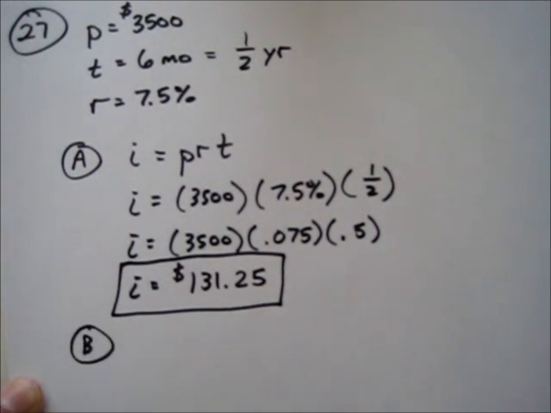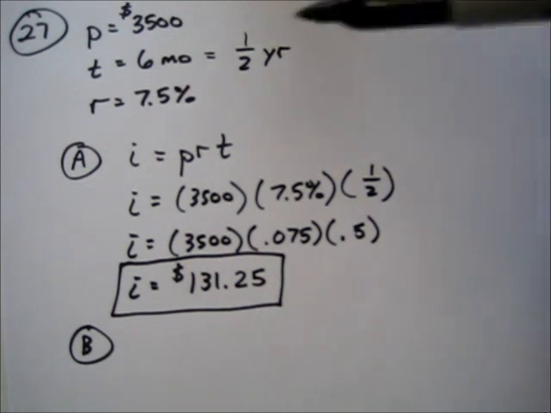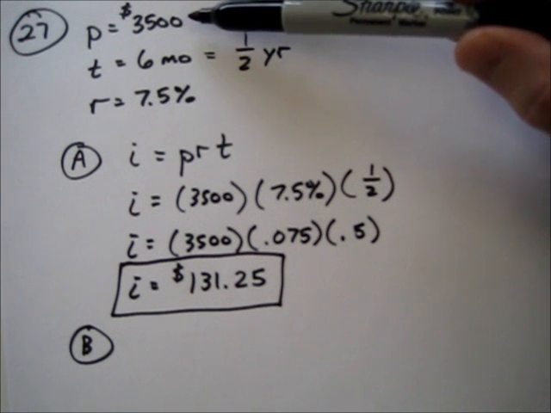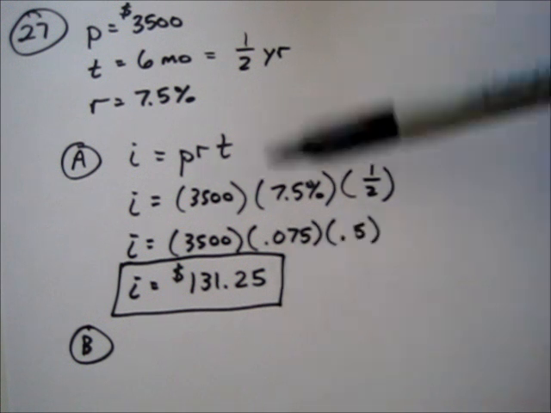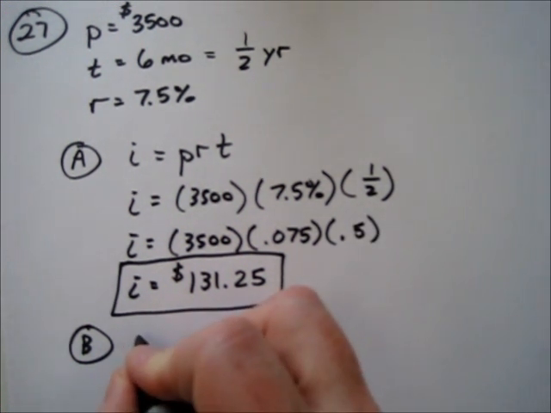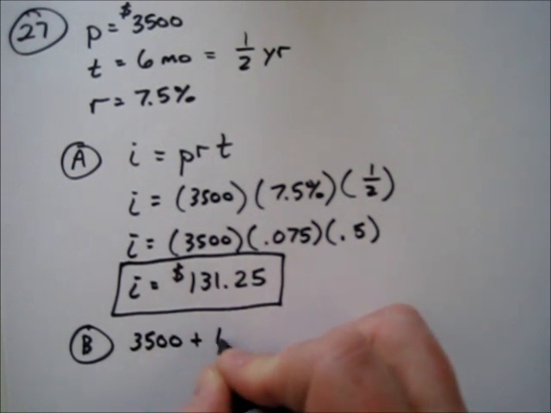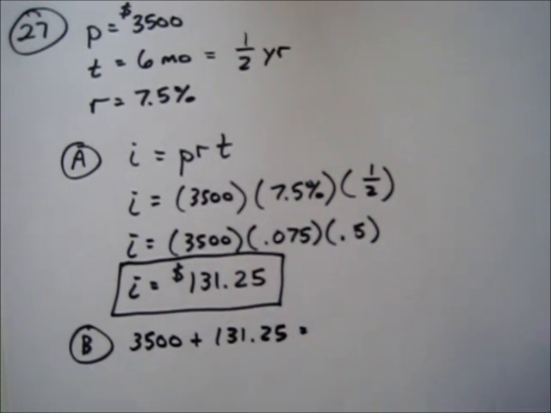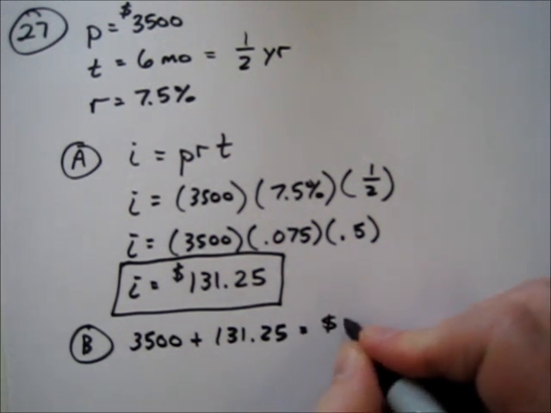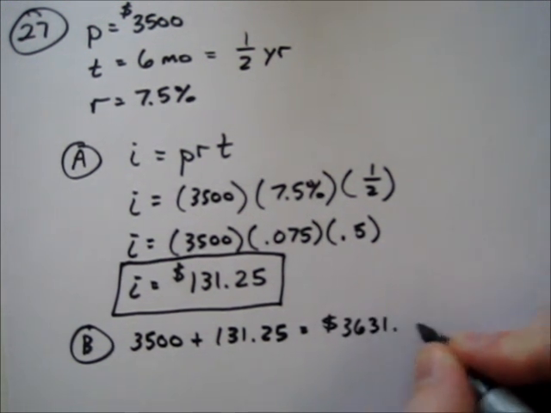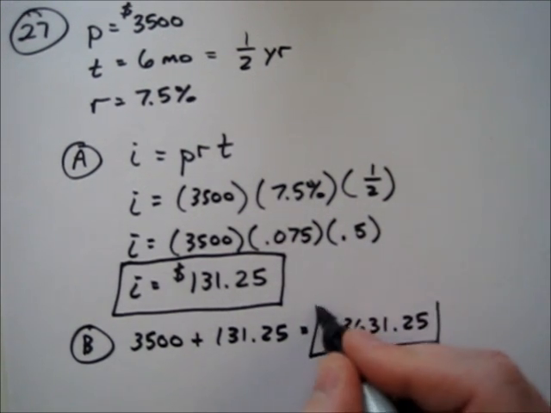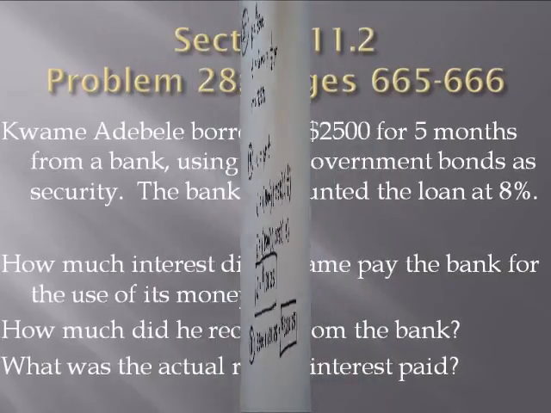Part B asks us to discover the amount she repaid to the bank on the due date of the note. So the way simple interest notes work is, unlike other loans, you're not making regular payments. She just went in and borrowed the $3,500 on the first day of this loan, and then 6 months later she will go back and pay the interest as well as everything she originally borrowed. So she's going to owe the original $3,500 plus the interest of $131.25 for a grand total of $3,631.25. And that's the answer to part B.